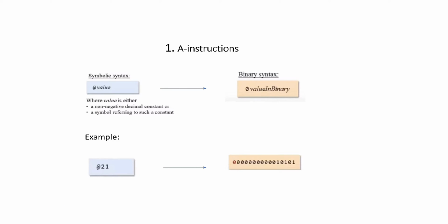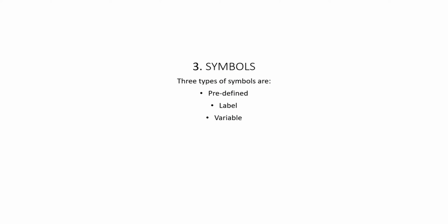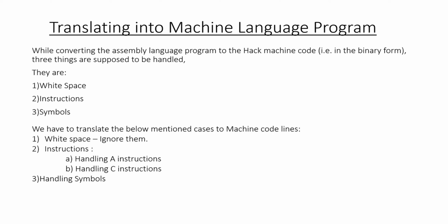The hack language consists of 3 parts: A instructions, C instructions, and symbols. We will talk about this in detail in a while. So for translating into a machine language program, there are 3 things which we are supposed to handle. First is the white space, second are the instructions, and the third is symbols. So we have to translate the below mentioned cases to machine code lines to actually implement the binary form of it.